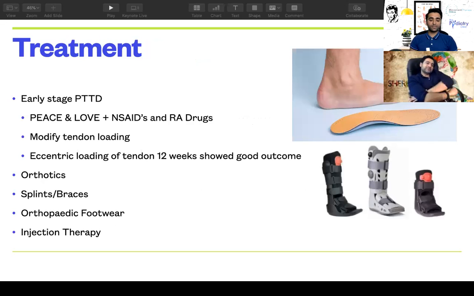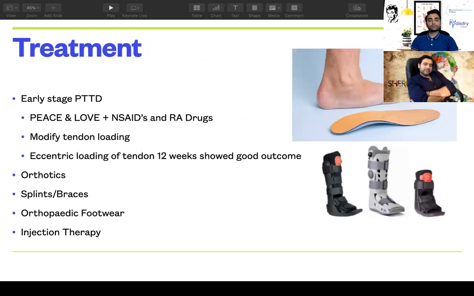Having talked about the case study, the condition and the stages of it, this is where I'd like your input on the treatment options. What do you do? This is quite a classic thing that we do for any musculoskeletal condition, don't we?